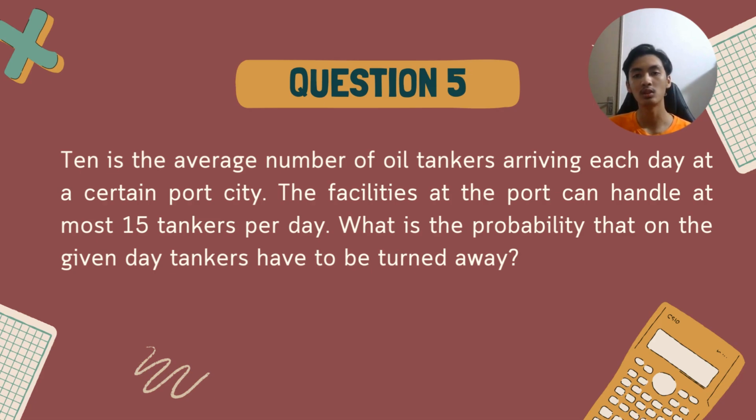So for this question, we can see that on average, 10 oil tankers arrive each day. However, the facilities can only handle a maximum of 15 tankers per day. So the goal is to find the probability that on a given day there will be more than 50 tankers arriving, which means some will have to be turned away.